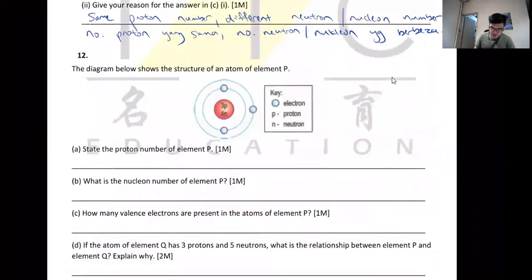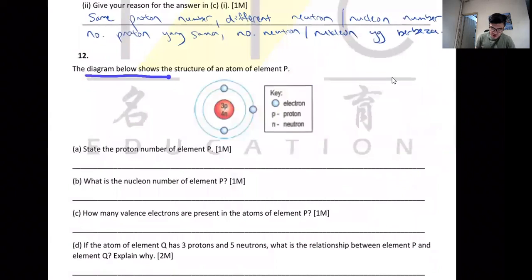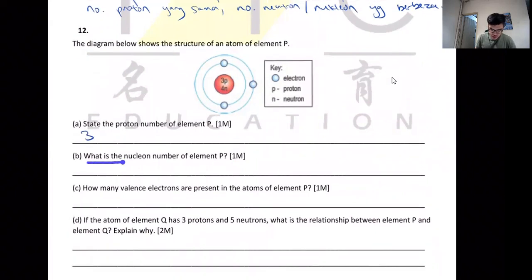All right, so let's look at question 12. The diagram below shows the structure of an atom of element P. So this guy has 3 protons, 4 neutrons, and 3 electrons. So 3 protons, 3 electrons, this guy is neutral. There's no charge here. State the proton number of element P. It's already stated here, so it's 3. Easy. So B, what is the nucleon number for element P? What is nucleon? Nucleon is the middle, everything, the boys plus the girls. So 3 boys, 4 girls, that will be 7.